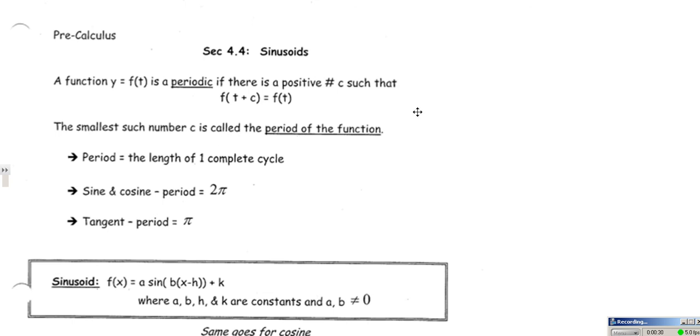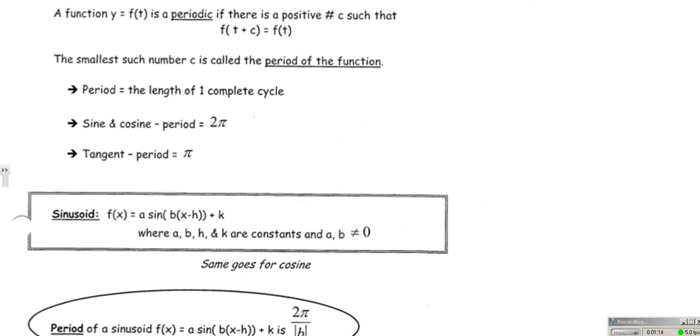All that means is that our function repeats itself over a particular interval, and the width of that interval is c. It continues to repeat itself over and over again. That period is the length of one complete cycle, from beginning to end. The period of a sine and a cosine function for the parent function starts off as 2 pi. So for every 2 pi, our function repeats itself again. That's one wave or one period. For our tangent function, which we'll look at in our next unit, the period is just pi.